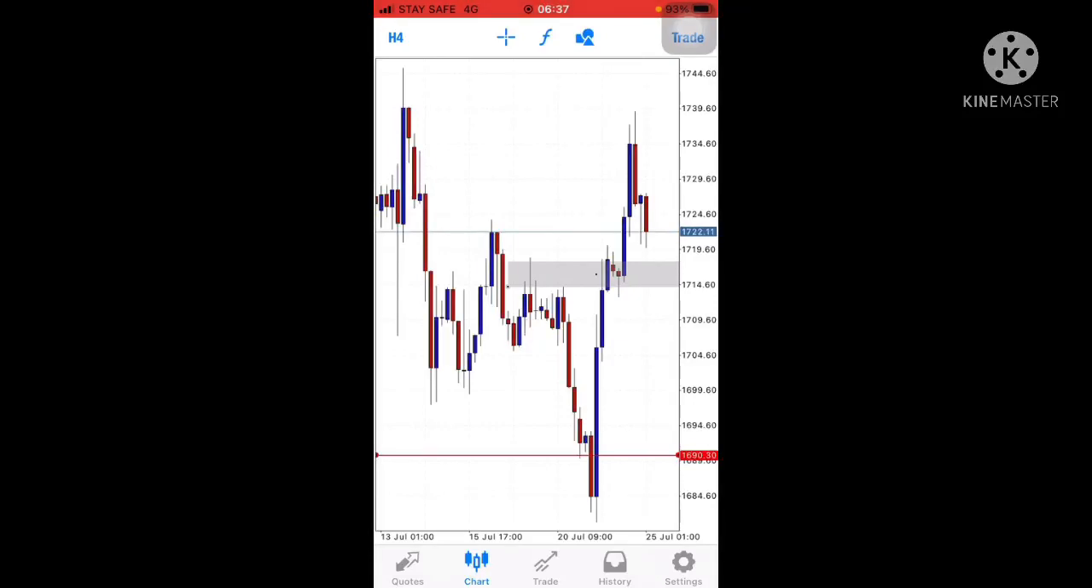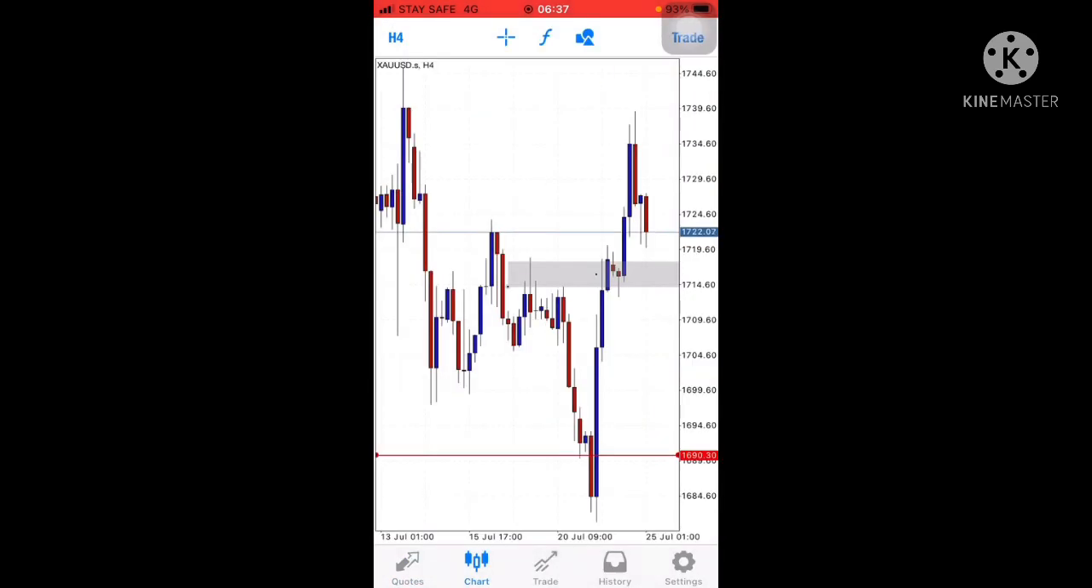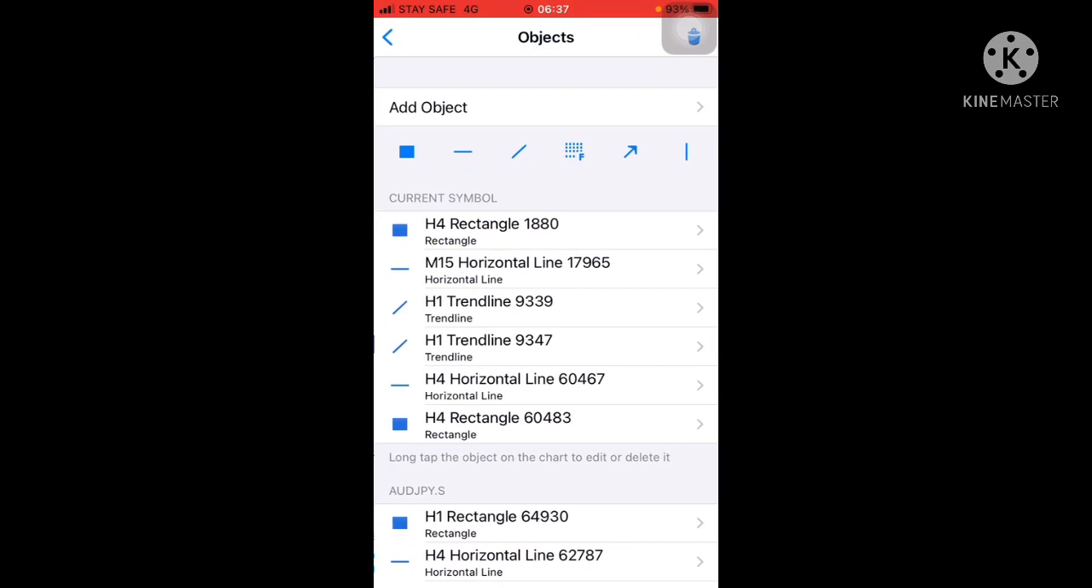Today I am going to analyze gold XAU USD, the most popular pair with traders on trading platforms. Okay, let's jump into the 4-hour chart. I am on the 4-hour chart of XAU USD gold. Now you can see this chart.